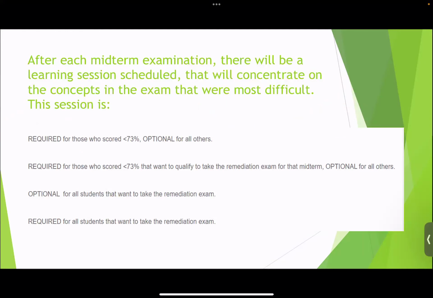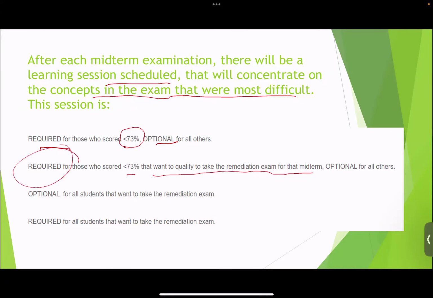After each midterm, there will be a learning session scheduled that will concentrate on the concepts in the exam that were most difficult. This session is required for those who scored less than 73, optional for others. Well, that's partially true, but required for those who scored less than 73 that want to qualify to take a remediation exam. That's true. If you don't care about taking the remediation exam, you don't have to come to the relearning. So this one is true. It's not optional for all students. It's only optional for those that got 73 or better. It is not required for all students. So this one could have been a little tricky, but it's really only if you want to take the exam.